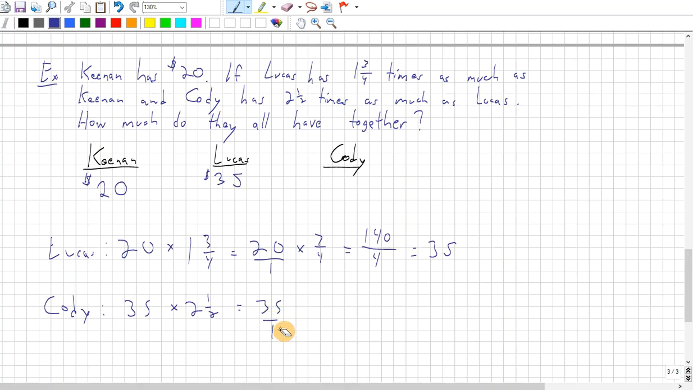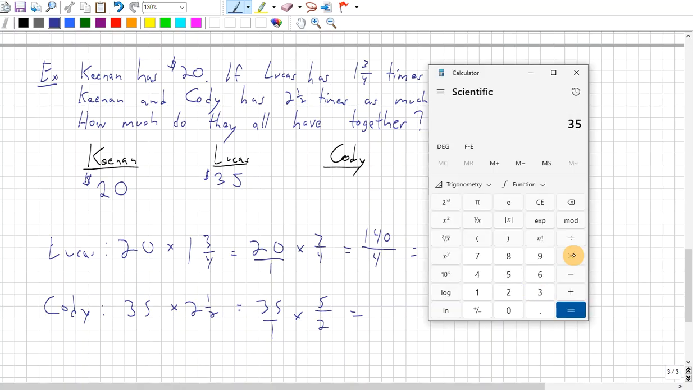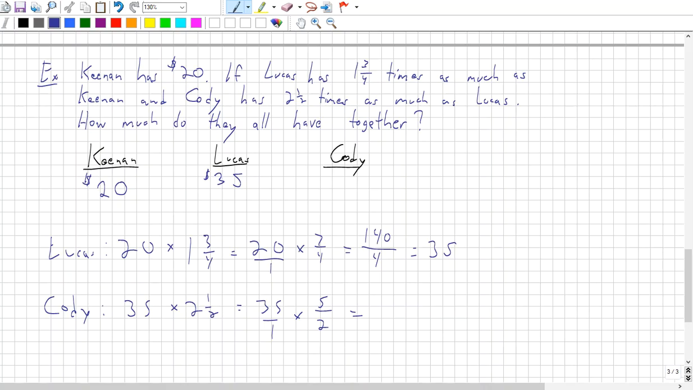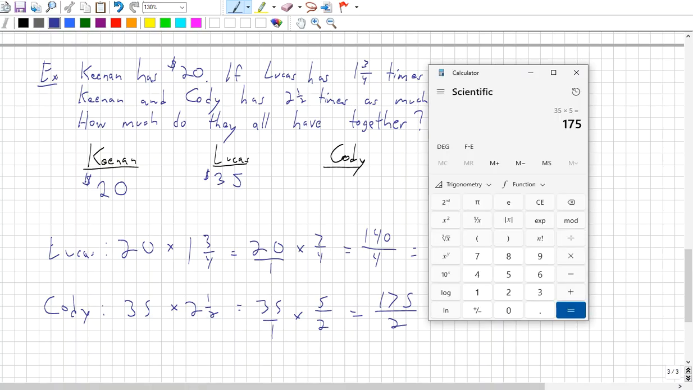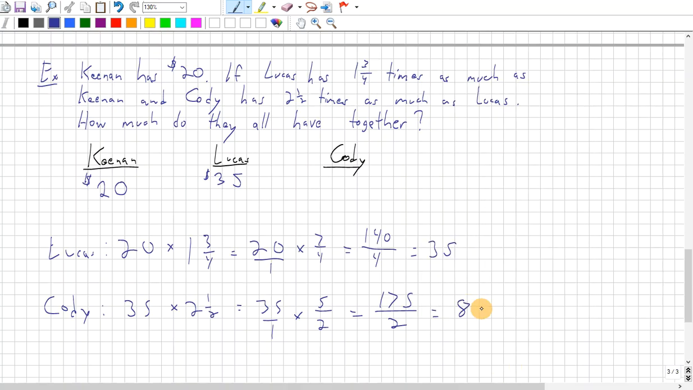So again, it's like 35 over 1. I'm multiplying this by 2 times 2 is 4, plus 1, so I change that into an improper fraction, which is 5 over 2. And I multiply the tops. So 35 times 5 is 175 over 2. This isn't going to go in evenly, but you know what? We can change this to a decimal because I'm dealing with just money. So 175 divided by 2 is 87.5, or $87.50, right? Because whenever you're dealing with money, it's a good idea to round to 2 decimal places.